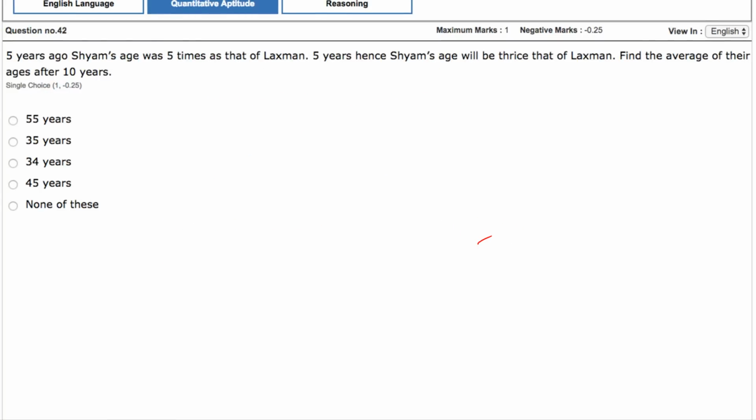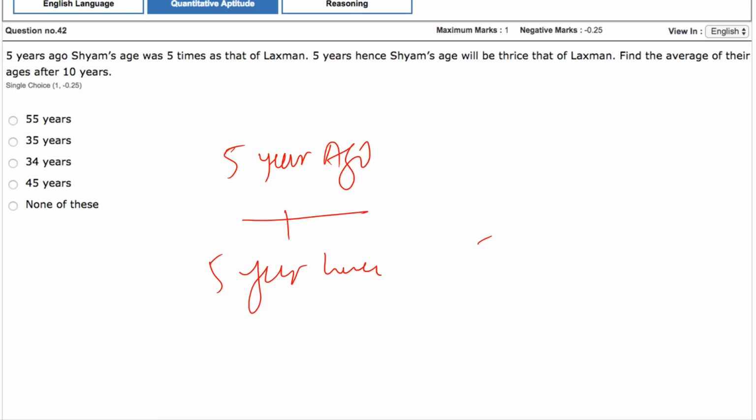Okay, this is Abhishek sir's question. There are two scenarios, 5 years ago and 5 years hence. This is my present where I stand. 5 years ago, the age of Shyam was 5 times Lakshman's, right? So this is 5 and this is 1. Can I say that the ratio is 5:1 here? Hence it will become 3:1.